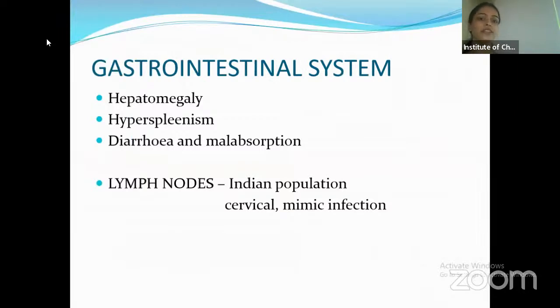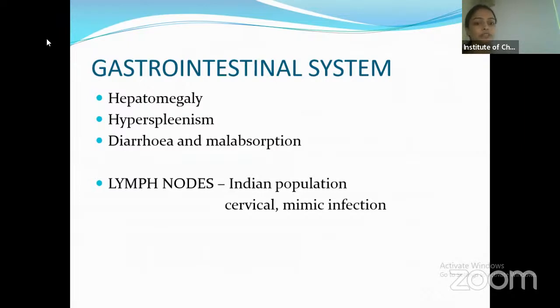Coming to the next system, that is the gastrointestinal system, there might be hepatomegaly. When there is hepatomegaly, it might lead to biliary radical involvement and can cause sclerosing cholangitis. When there is involvement of the spleen, it might lead to hypersplenism, which eventually leads to pancytopenia and in some cases respiratory failure. And one of the clinical presentations is diarrhea and malabsorption of unknown cause.